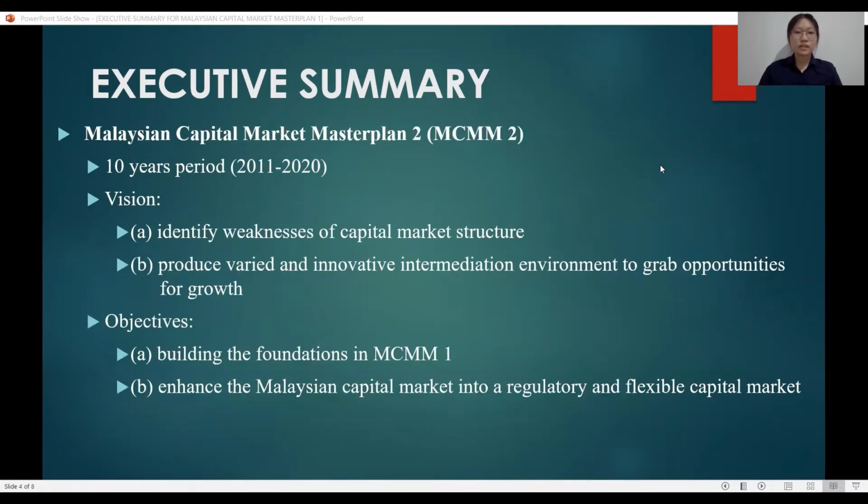And for the Malaysia Capital Market Master Plan 2, it also takes a 10 year period from 2011 until 2020 in developing the Malaysia capital market. Master Plan 2 is aimed to identify weaknesses of the capital market structure and produce a varied and innovative intermediation environment to grab opportunities for growth. The objective of Master Plan 2 is to build on the foundations of the first Master Plan and enhance the Malaysian capital market into a regulatory and flexible capital market.